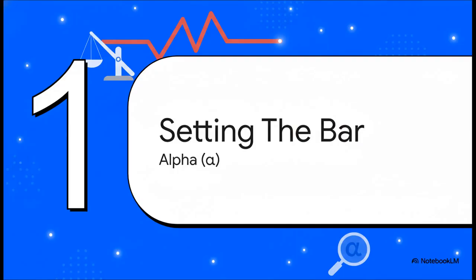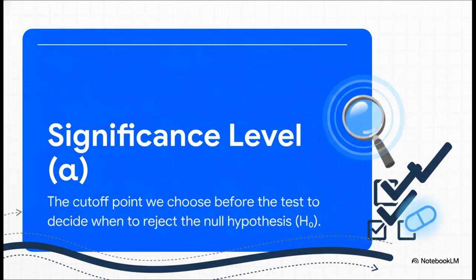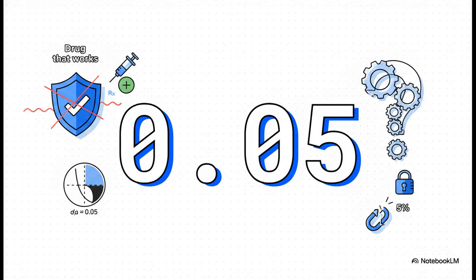Okay, so what counts as enough evidence? Well, before we even peek at our results, we have to set the bar. We have to decide on our standard of proof. And that's where our first hero, alpha, steps in. Alpha, which you'll also hear called the significance level, is just a threshold. It's a line we draw in the sand before the experiment even starts. It's our pre-made rule for the whole game. It basically says, if the evidence we find is stronger than this line, then we're going to reject that no effect idea. So what's a typical line in the sand?